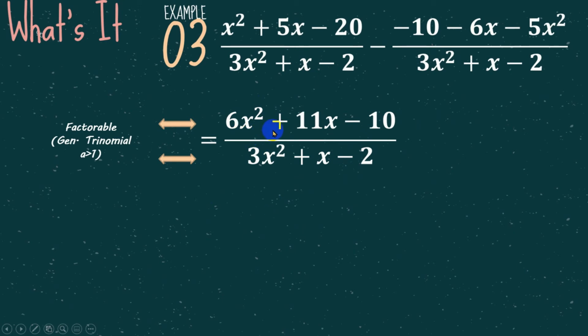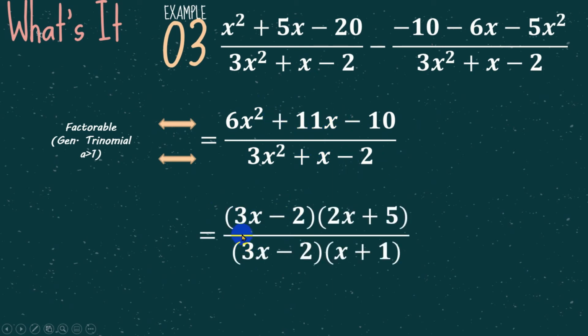What are the factors of 6x squared and then 10? Kapag pinag-add natin ang cross product, ang sagot ay 11x. That's no other than 3x minus 2 times 2x plus 5. So, tingnan nyo po. 2 times 2 is negative 4. 3 times 5 is 15. 15 minus 4 is 11. Dito naman sa denominator, 2 times x is 2x. 3 times 1 is 3. 3 minus 2 is 1.